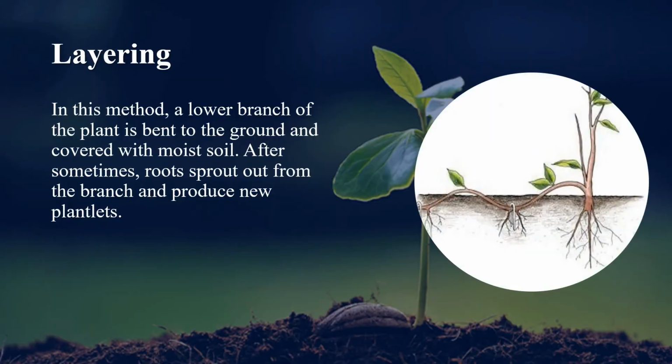Our next topic is layering. Students, in the layering method, a lower branch of the plant is bent to the ground and covered with moist soil. And after some time, roots start to germinate from the branch and produce new plantlets. These plantlets are separated from the parent plant and made to grow as a new individual plant. For example, jasmine, bougainvillea, grapes, etc. These plants can be propagated by this method.